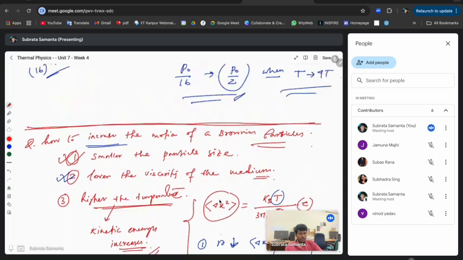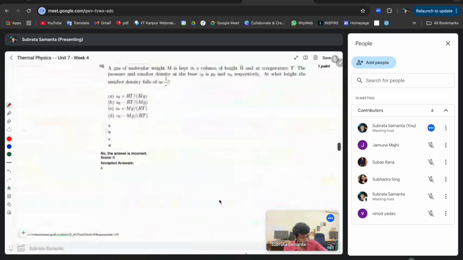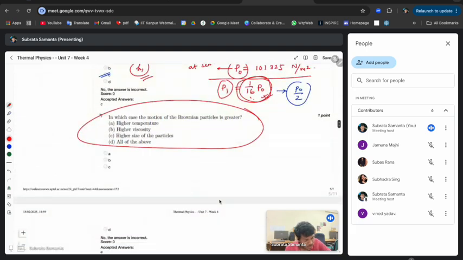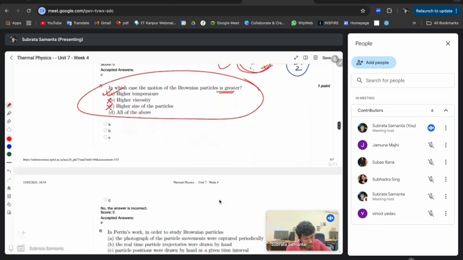So now, what is in the options? Let's check. In which case is the motion of the Brownian particle greater? Higher temperature, higher viscosity, or larger size of the particle. So this is not true, because we just saw that the size of the particle must be reduced in order to increase the motion of the Brownian particle. Higher viscosity is also not true, but higher temperature is true, right? So option A is correct.